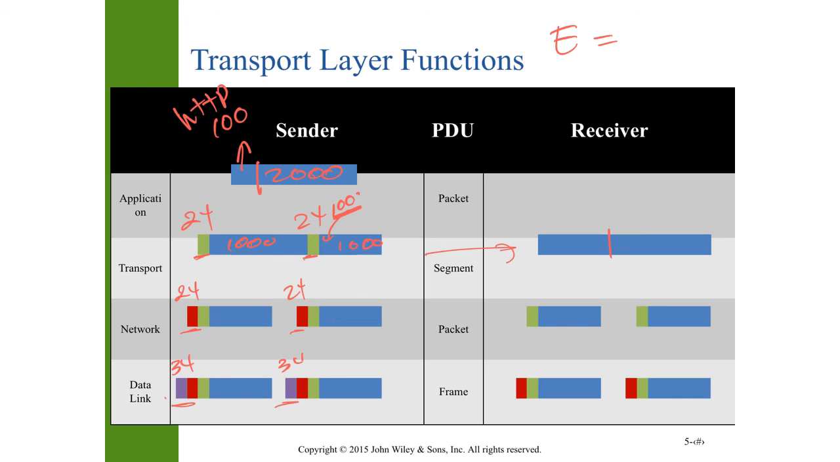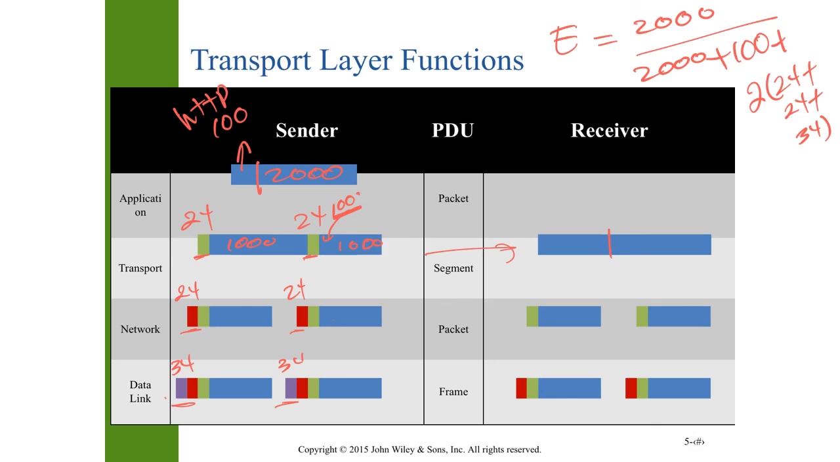So the efficiency, in this case, is the data, let's say 2000, divided by the data, which is 2000, plus the overhead. What is the overhead? The overhead is 100 plus 2 times 24 plus 24 plus 34, whatever that is. So the transport layer, TCP, will be added twice. The IP will be added twice. The Ethernet will be added twice, but the HTTP will only be added once.